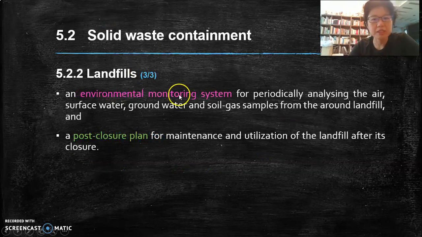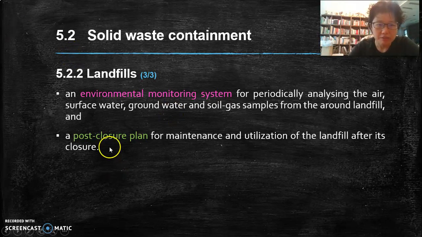Number 6 is an environmental monitoring system. Remember, we talked about putting in the gas and also groundwater monitoring wells, basically poking these pipes in there, to make sure that you can always take out the water samples and also monitor the gas that is escaping from the landfill. Alright, and last but not least is what we call the post-closure plan.